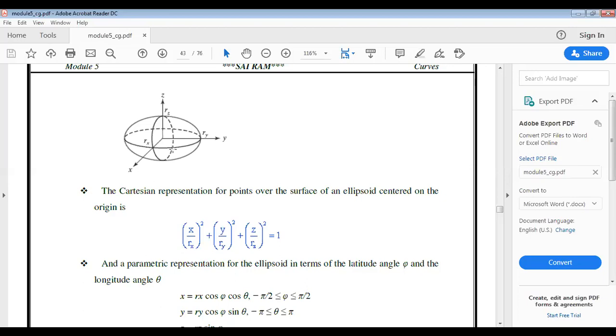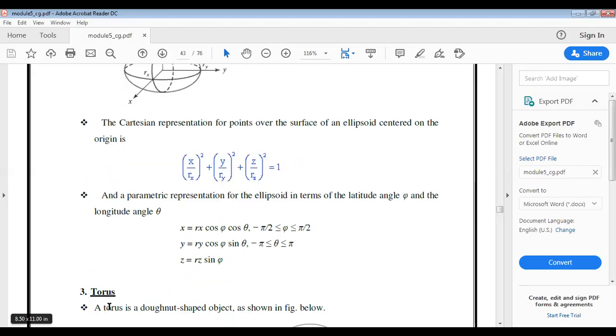Now whenever I take any point on the ellipse, what do the x, y, and z coordinates of those points represent? They are: x is equal to rx cos phi cos theta, y is equal to ry cos phi sin theta, and z is equal to rz sin theta.